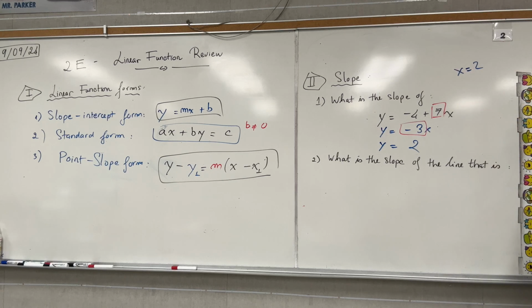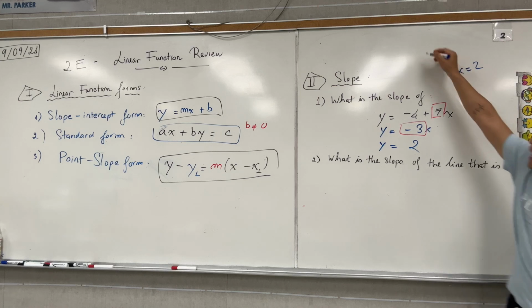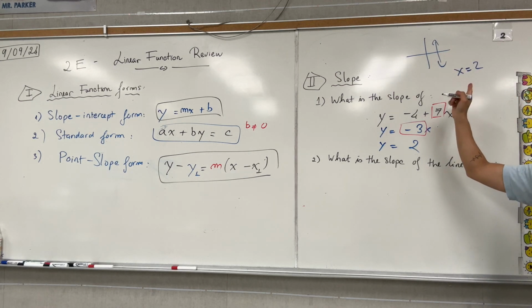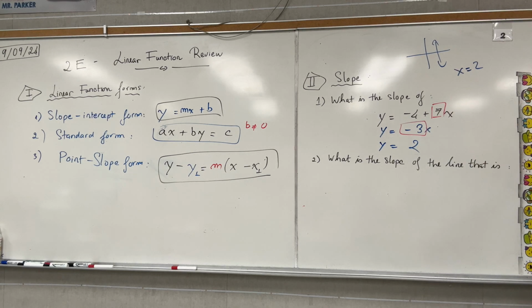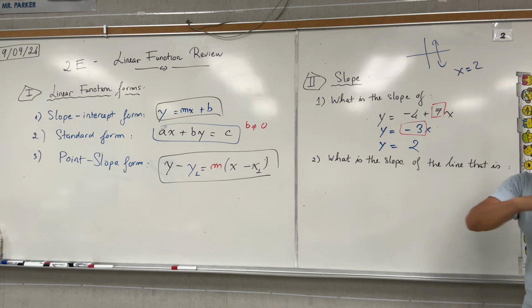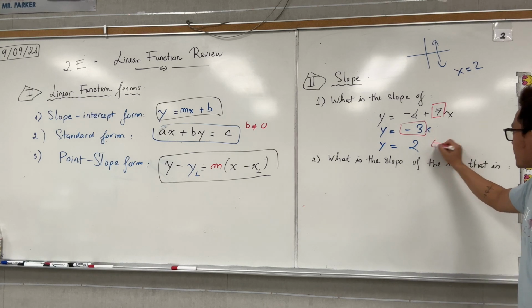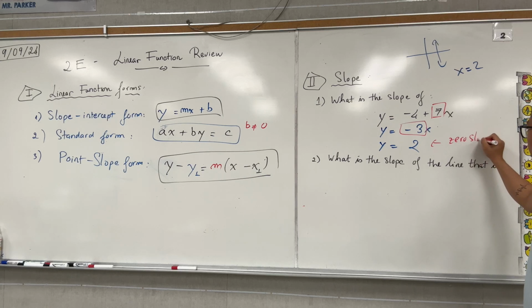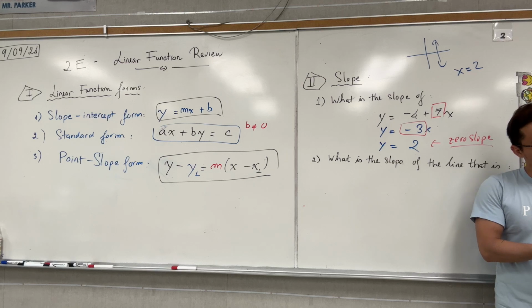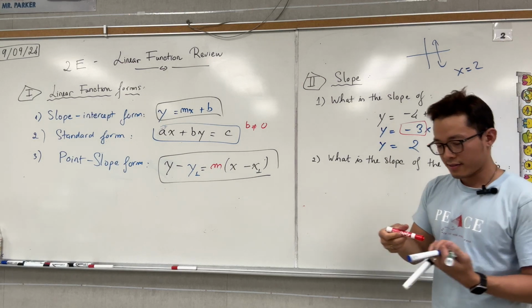It doesn't have a slope, even though you see the x, because that is a vertical line. Remember, a vertical line is not a function. The slope is undefined. This is a horizontal line. Horizontal line is what? 0 slope, right? So this is 0 slope. I think this review is actually helpful. Some of you are still a little bit confused.